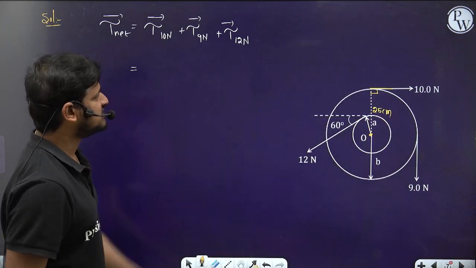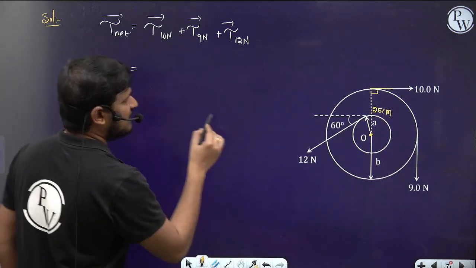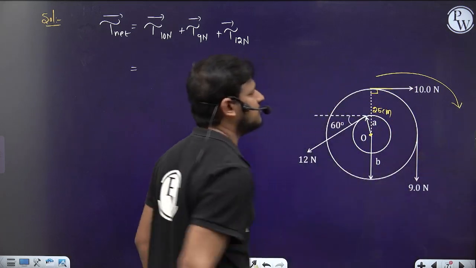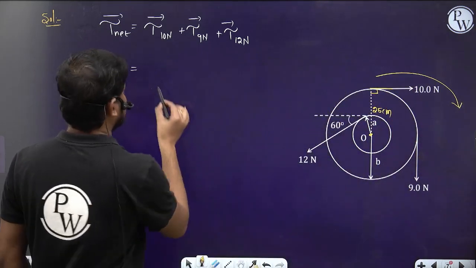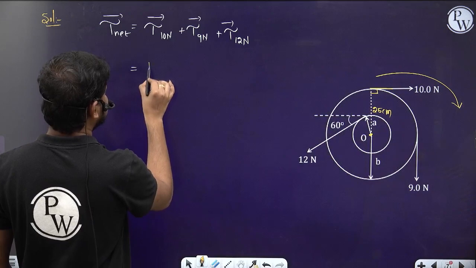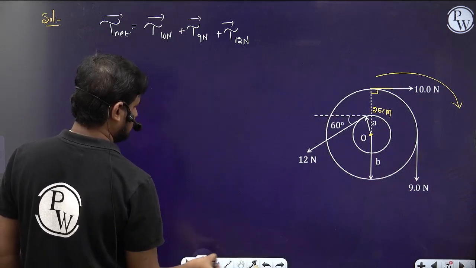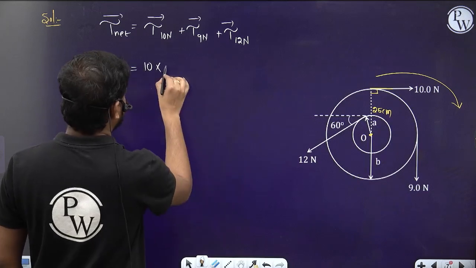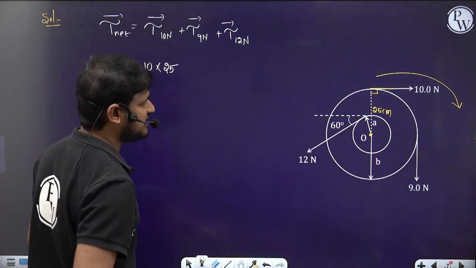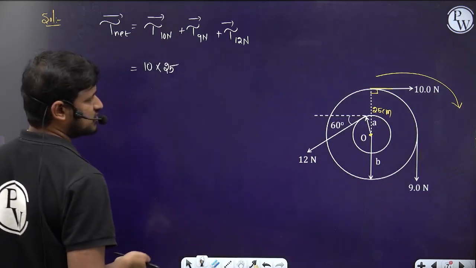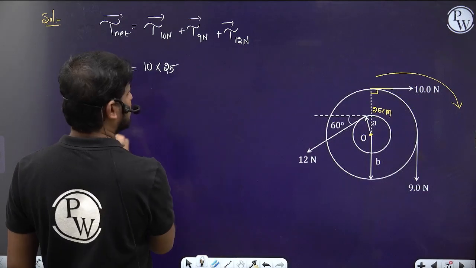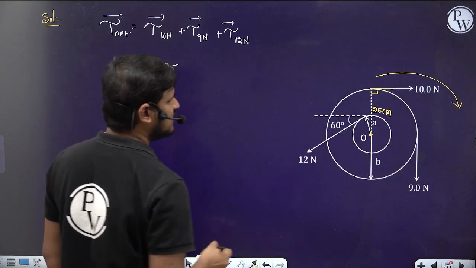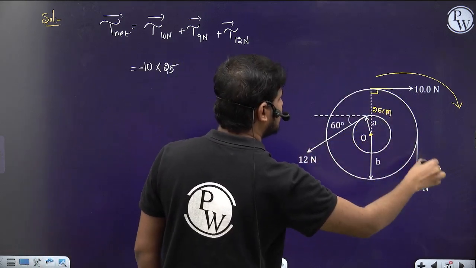So r F sin 90. And what torque does it produce? It produces a clockwise torque. So the force is 10, into the distance 25 centimeters. First let's write in centimeters; at the end we'll convert the total answer to meters. Sin 90 I am not writing, and as it is clockwise, it will be minus, right? So this is done.